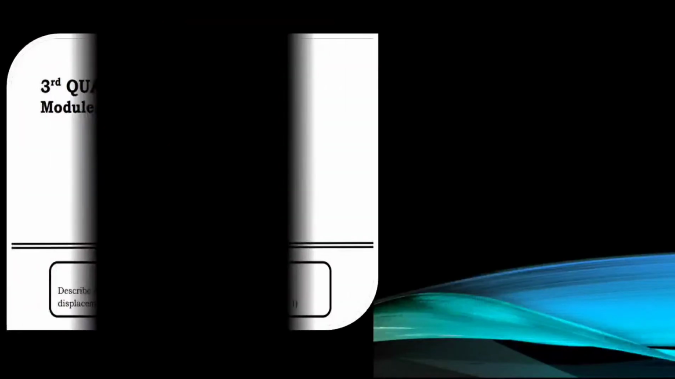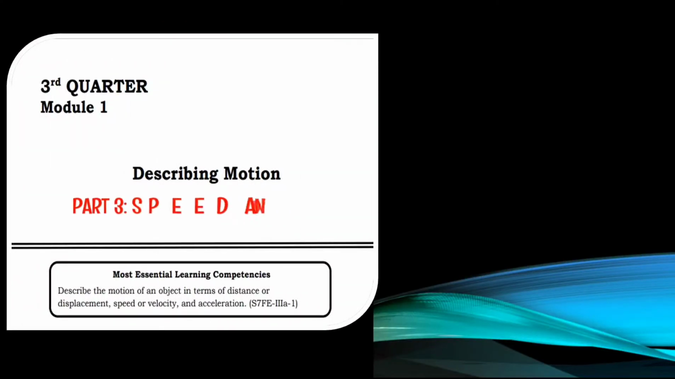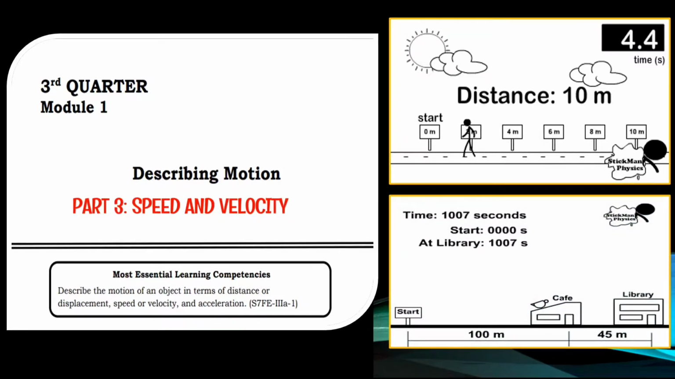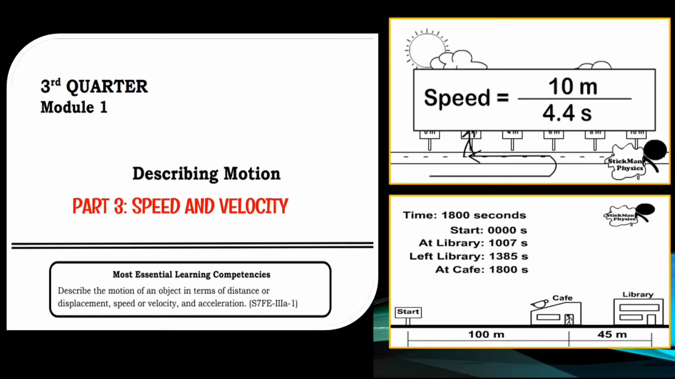Third quarter, Module 1, Describing Motion, Part 3, Speed and Velocity. We were done with the discussion of the difference between distance and displacement. We will now proceed to part 3 of Module 1, which is about speed and velocity.